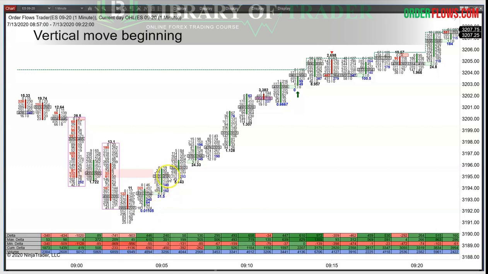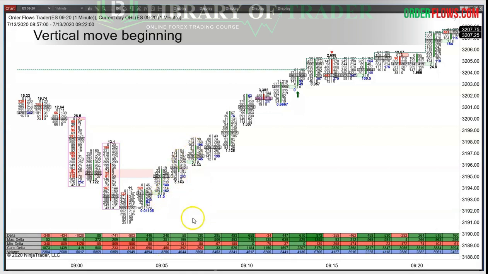Okay, next bar, again, higher point of control than the previous bar. You're seeing a couple of buying imbalances, the 152, the 140. You're seeing a nice positive delta, right? Now cumulative delta is minus 450. So the signs are there of a potential vertical move beginning, right?